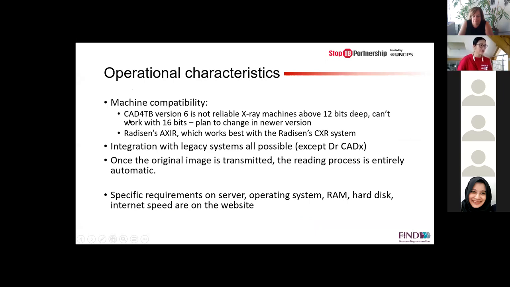But it's worth mentioning that version 6 of CAD is not so reliable when the chest X-ray machine is about 12-bit deep, and it will not work with a 16-bit X-ray machine. This, however, is planned to change in the newer version of CAD4TB. And Radisen's system, they claim that it works best with the Radisen chest X-ray system. Integration into legacy and existing workflows is possible for all but one product, but it usually comes with an additional cost.